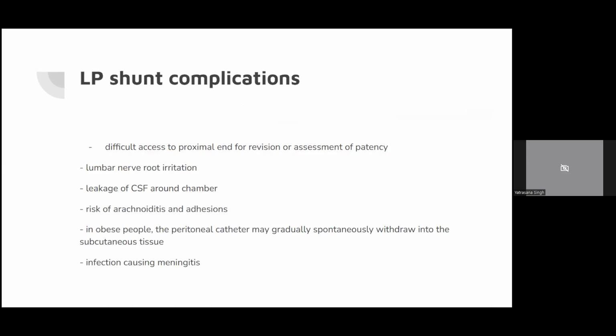Complications include difficult access to the proximal end if revision is needed or assessment of patency needs to be done. Leakage of cerebrospinal fluid around the chamber, risk of arachnoiditis and adhesions. In obese people, the peritoneal catheter may gradually spontaneously withdraw and coil into the subcutaneous tissue. And lastly, infection causing meningitis.